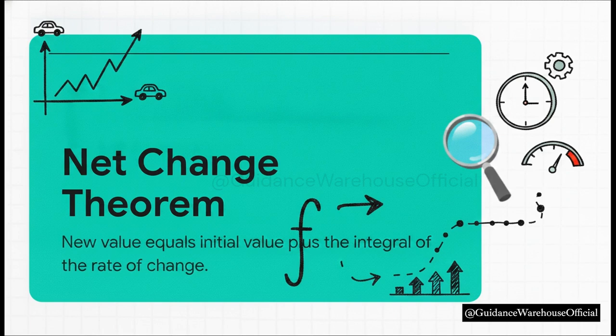Written out, that means f of b equals f of a plus the definite integral from a to b of f prime of x dx. So, in plain English, if you know exactly where you started, that's your f of a, and you integrate your speed, or your rate of change, over a specific period of time, you are going to find exactly where you end up, your f of b.